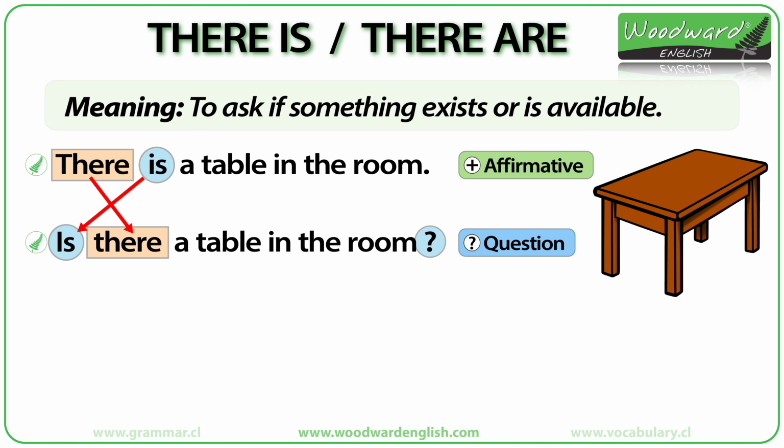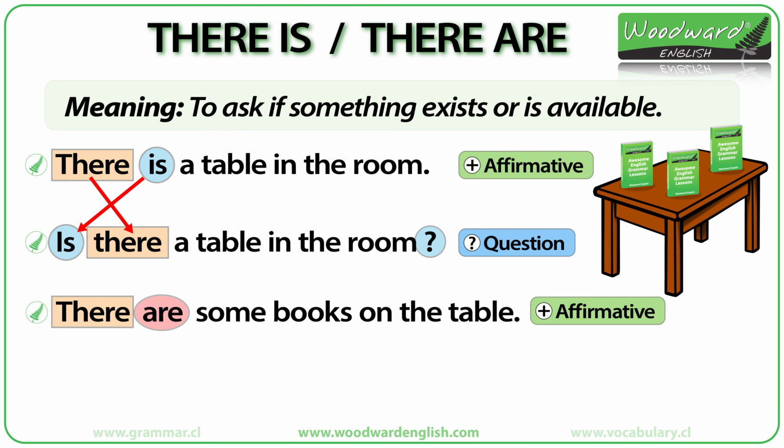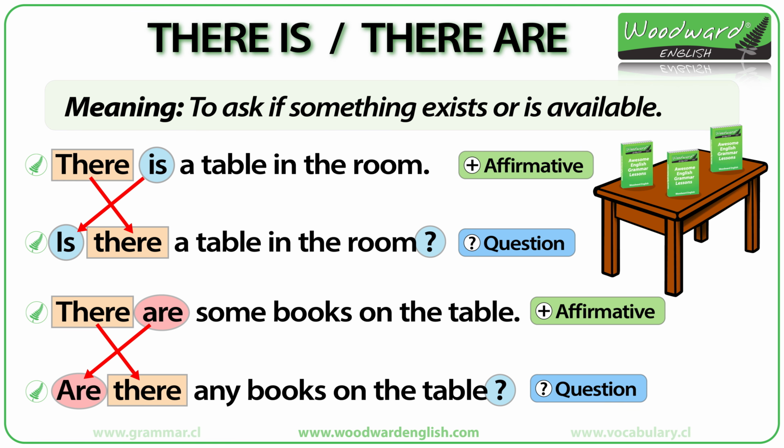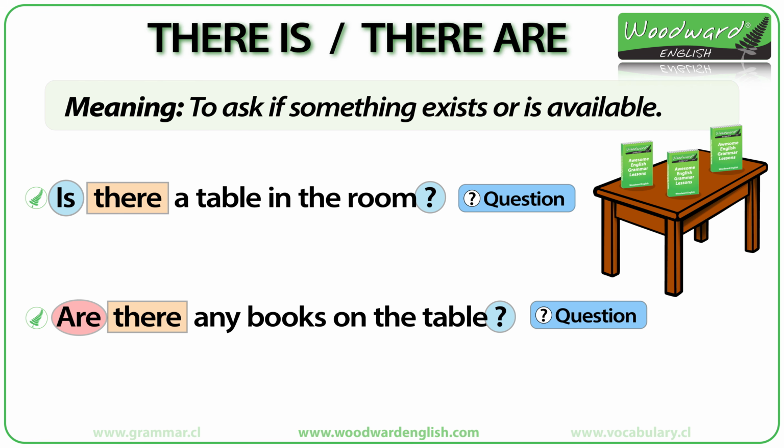This is a question. And with this affirmative sentence, there are some books on the table. To make this a question, we change the order of there and are. And we say, are there any books on the table? Notice how we changed some to any, because in general we use some in affirmative sentences and any in questions. Now, how can we answer these questions?